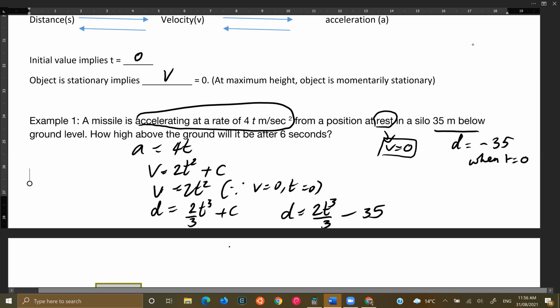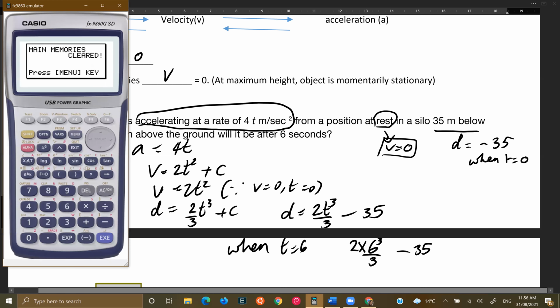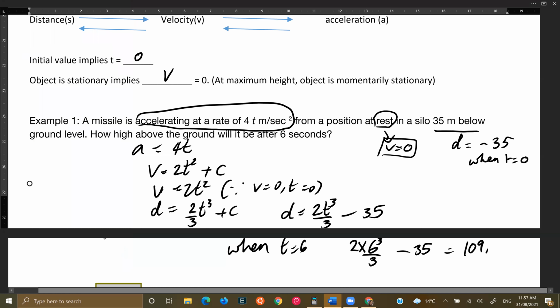Okay, so when t equals 6, 2 times 6 cubed over 3 minus 35. I will need to use a calculator for that. Okay, so we have 109. So it's going to be 109 meters above the ground.